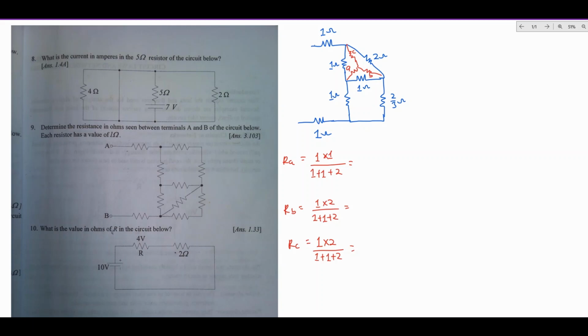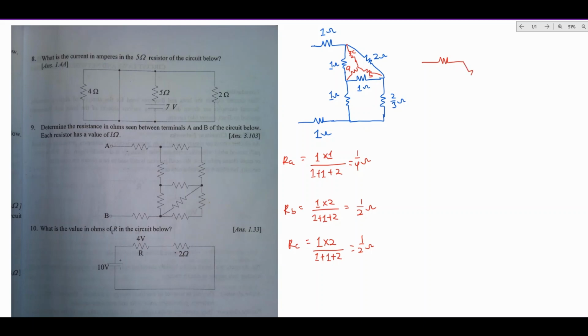For the first one, we have 1 times 1 divided by 4, which gives us a value of 1 on 4 ohms. For the second one, we have 2 on 4, which is 1 over 2 ohms. Here also we have 1 over 2 ohms. Now let's simplify the circuit and see what we have.